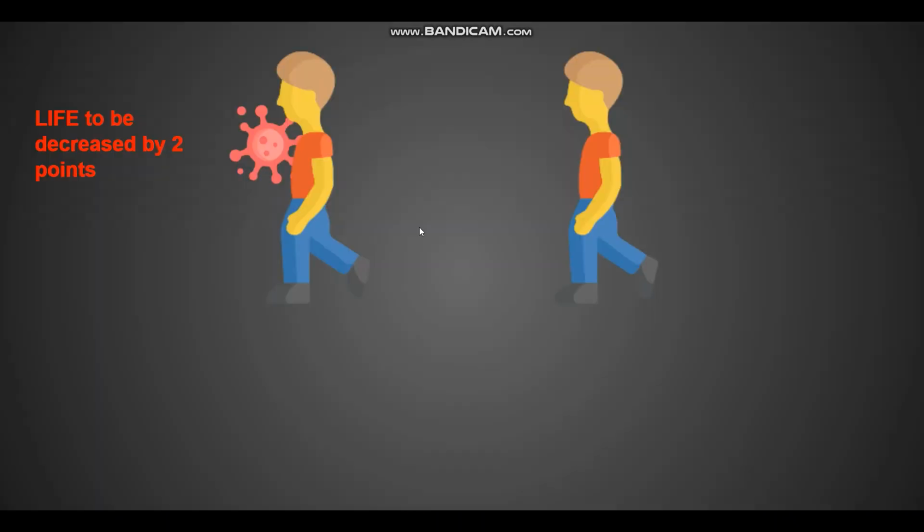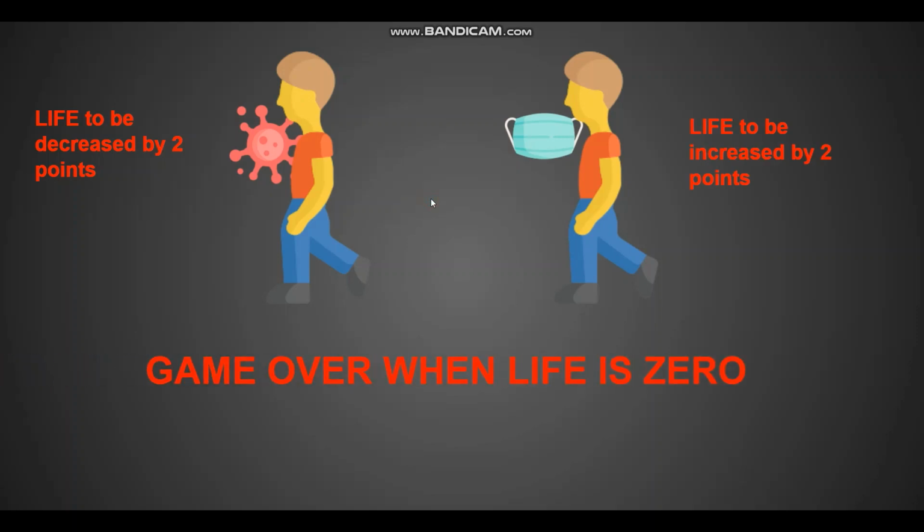Other rules for the program go like this. If the man comes in contact with the coronavirus, and we will have a life or a health for the program, so that variable life should be decreased by 2 points. And if he comes in contact with the mask, life should be increased by 2 points. And if life is 0, game should be over.